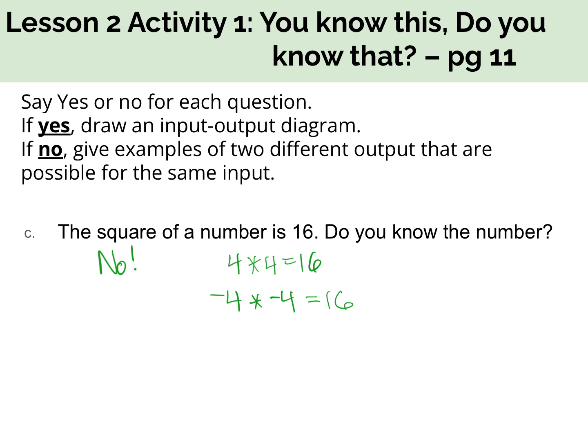So remember, I can only have one input and make one output. So in this situation, we have 2 inputs. So we're looking at 4 and we're also looking at -4. So this is the reason why this does not work. We cannot make an input-output diagram for this because we have 2 inputs that make only one output.